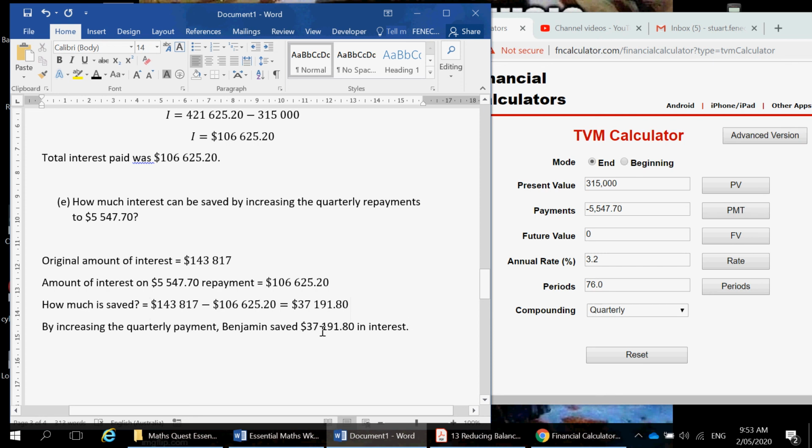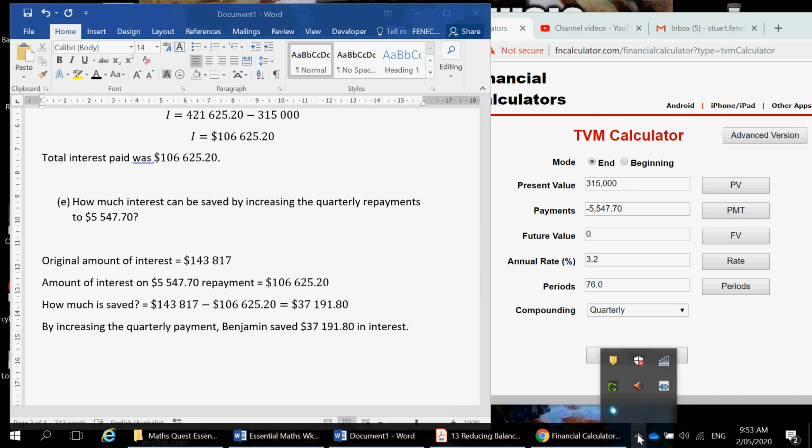Now that was a big example, and I might actually just take a breather and do the second part in a moment for the second example.